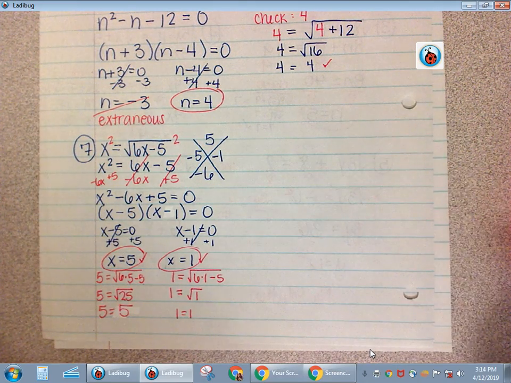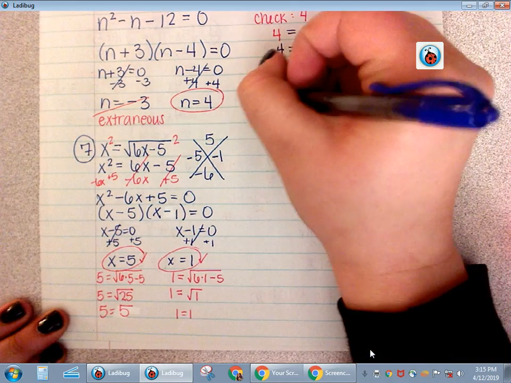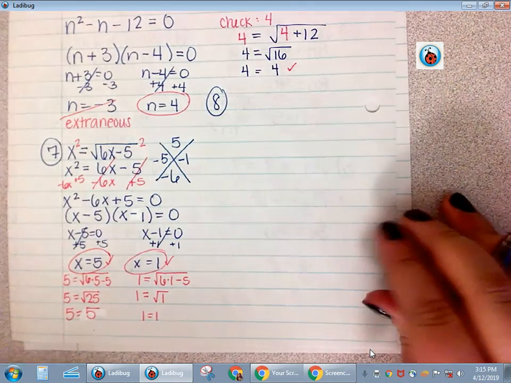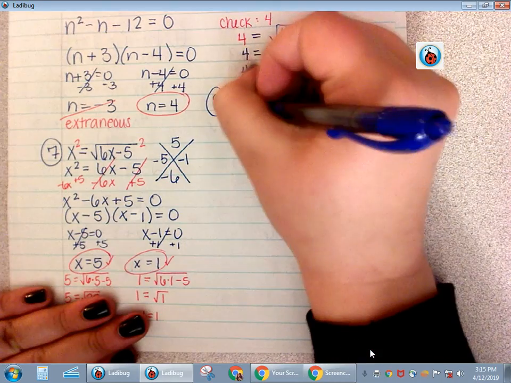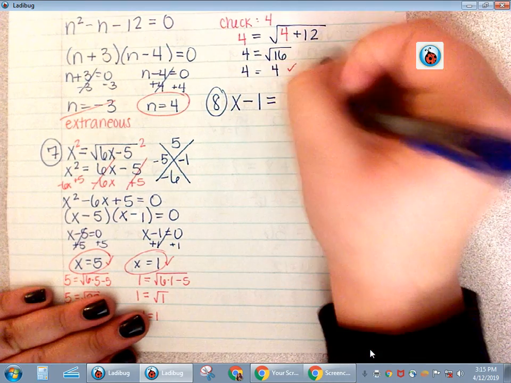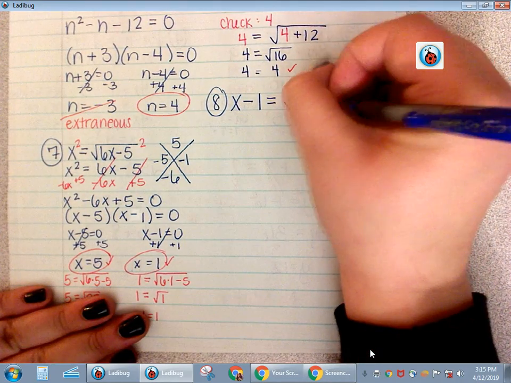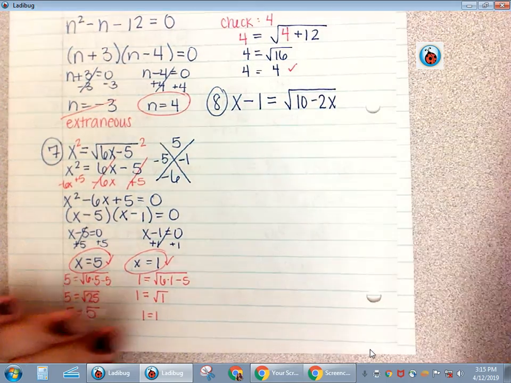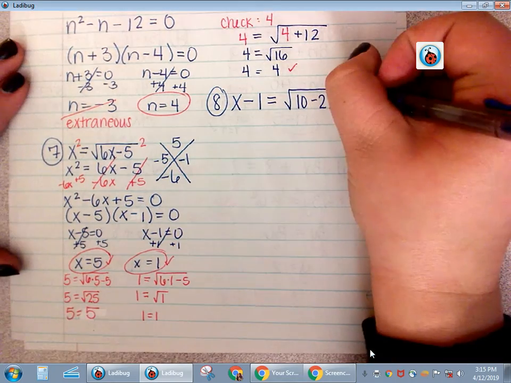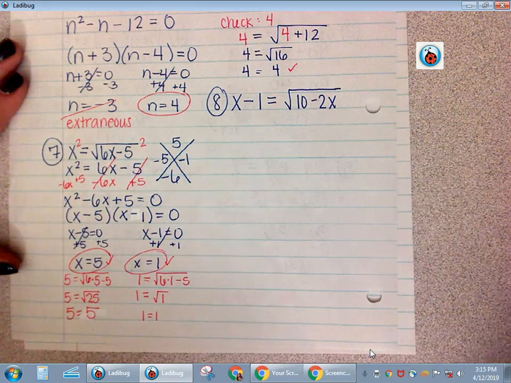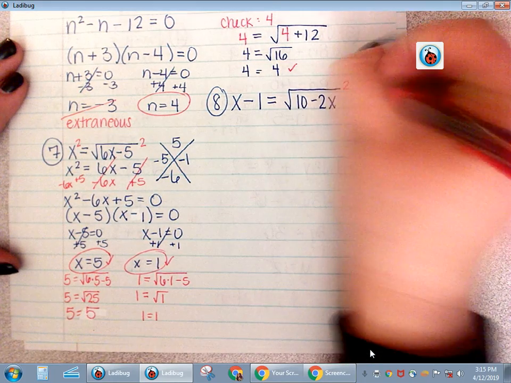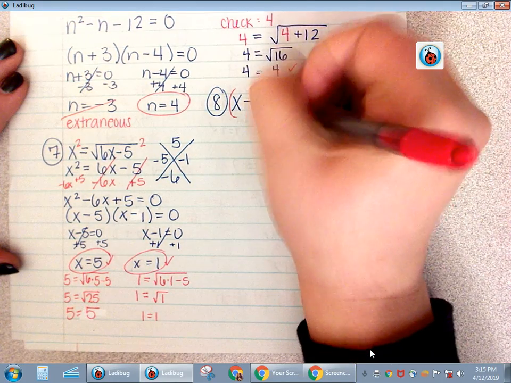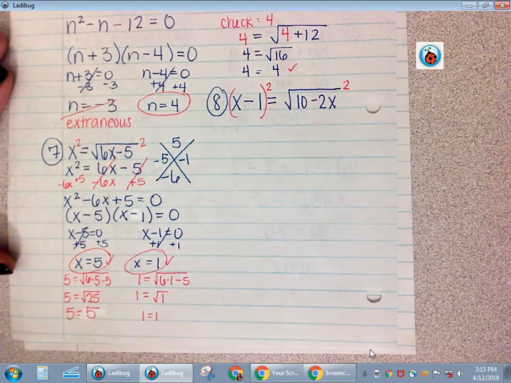Let's do one more and we'll call it a day. I'm going to start it up here to give myself a little bit more room. So how about we had x minus 1 equals the square root of 10 minus 2x. Just like on the last couple, my radical is already by itself. So we can square both sides. We'll square the right. And then when we square the left, we have to square the whole thing. So I'm going to put a parentheses around it.